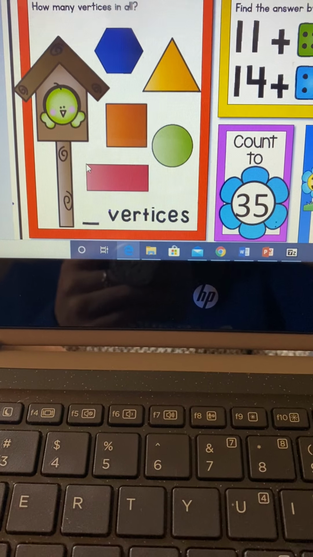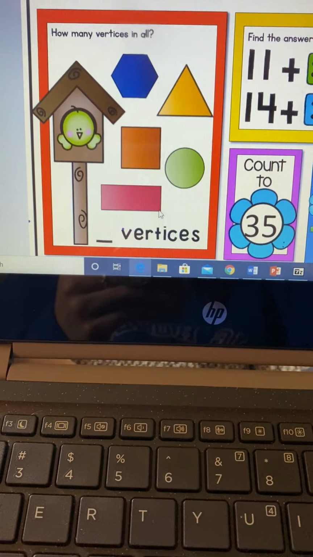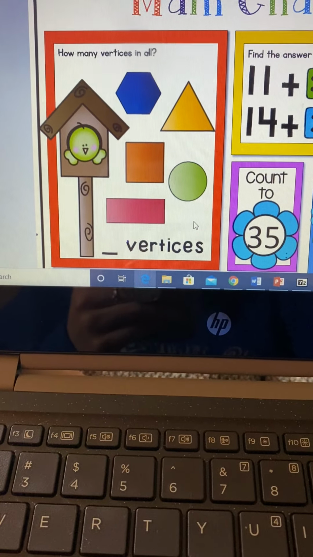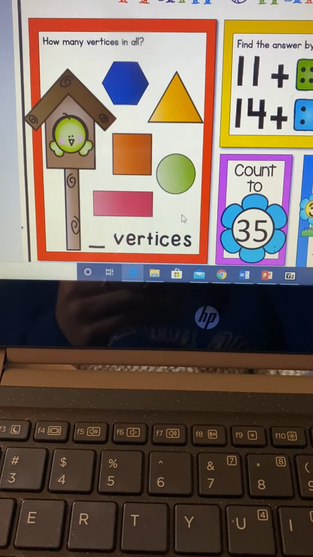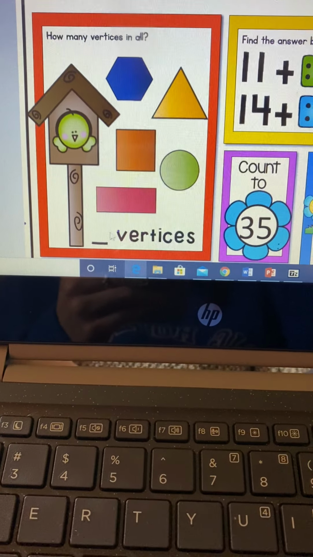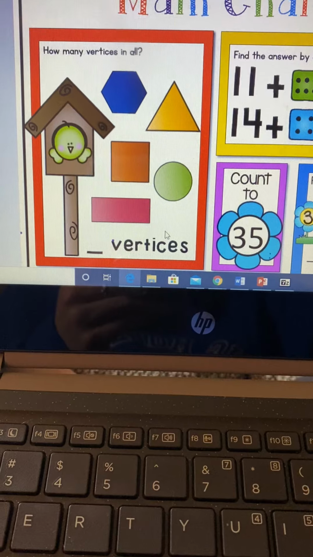so we're going to start with 14, 15, 16, 17. So our answer is how many vertices? 17 vertices. Say that with me. 17 vertices. Good job. So we need to fill in right here because it says blank vertices. So we need to fill this in.